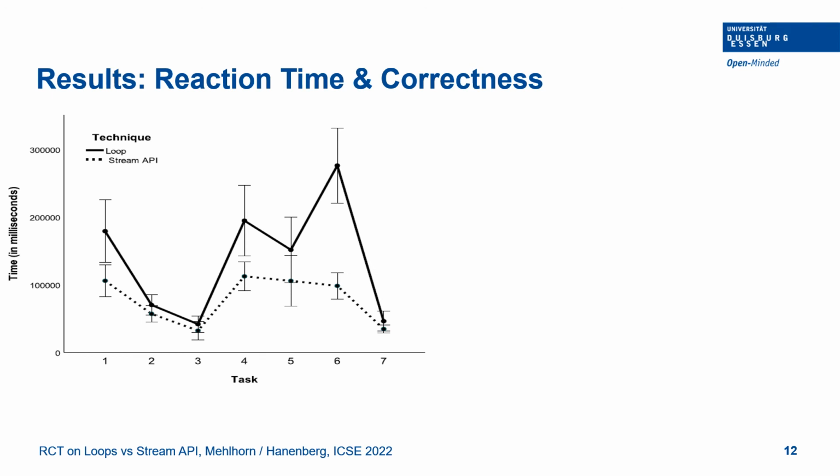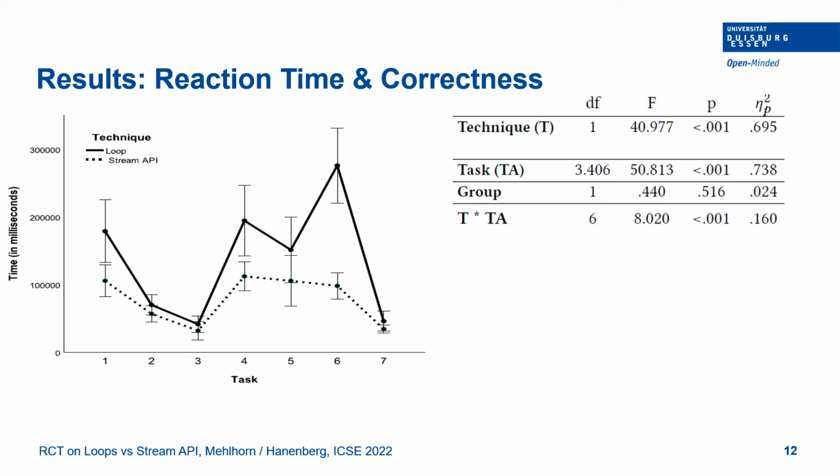This is the interaction diagram showing, for each task and for each technique, the corresponding reaction time. And what we see here is that for all tasks, the mean times are lower with the Stream API in comparison to the loop. But we also see that, depending on the tasks, there are larger differences between them.